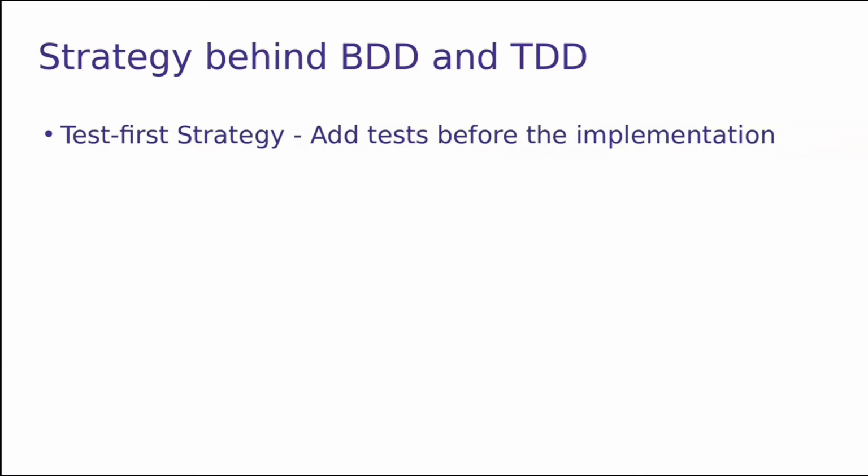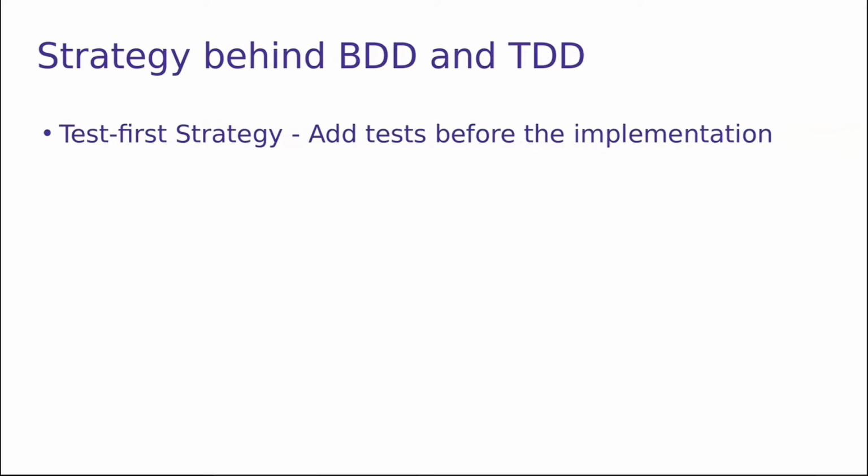have the same basis of this test first strategy. So this is where actually you add test before the implementation. Why this is important is when you add test before the implementation, what you are implementing is based on the test. I mean, you are implementing what should be tested, and not the other way around where you are adding test for what's being implemented.